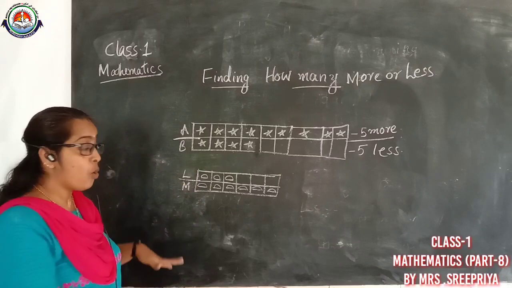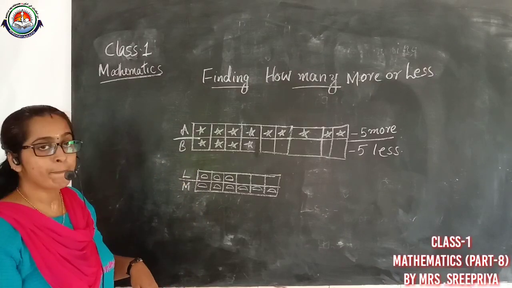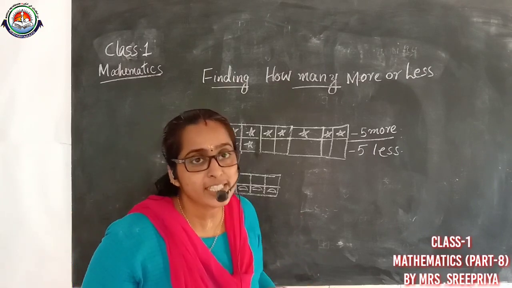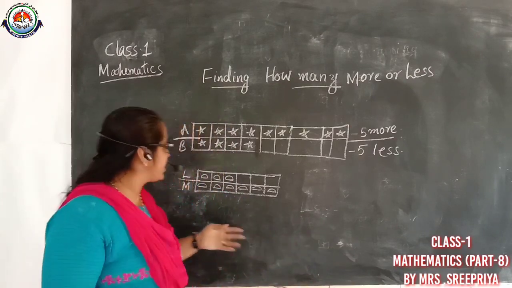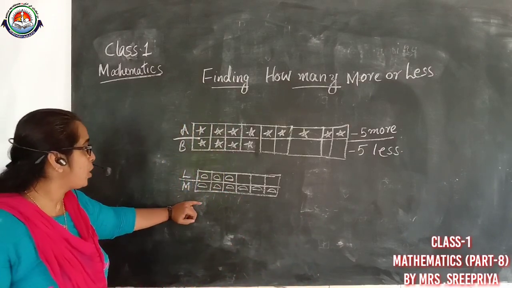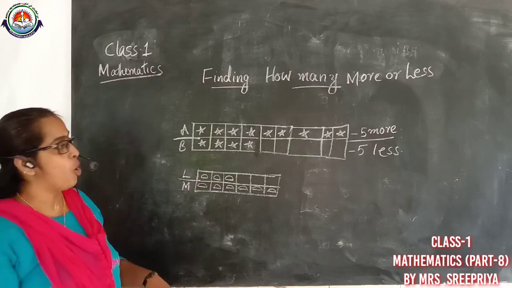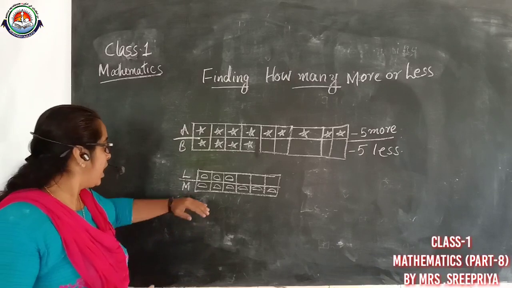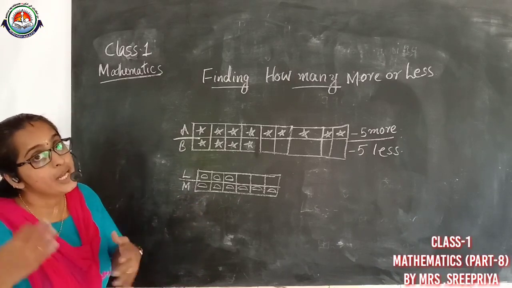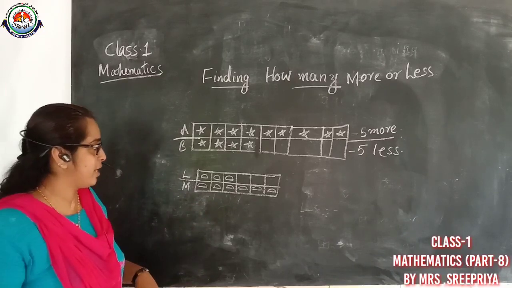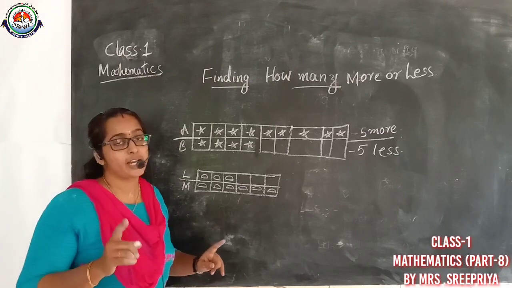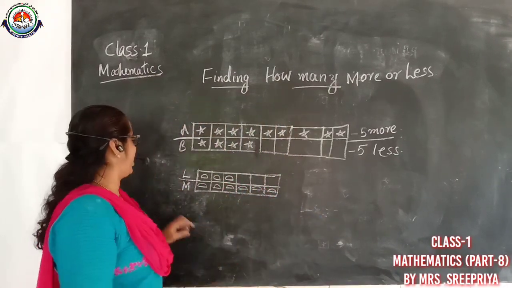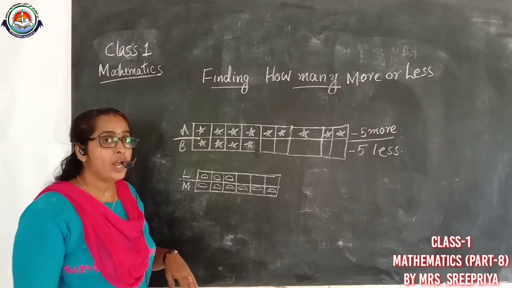So which has more, L or M? Yes, very good. M has more. But we need to check how many more are there in group M. How many more? How can we check it? We can check it by counting. Very good.